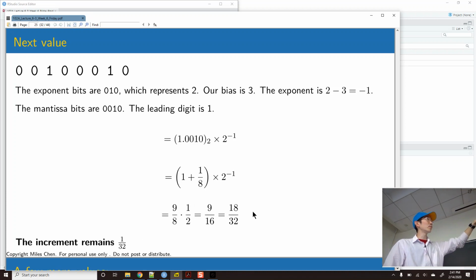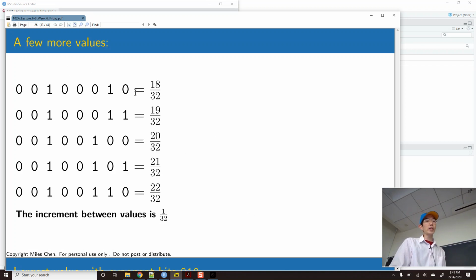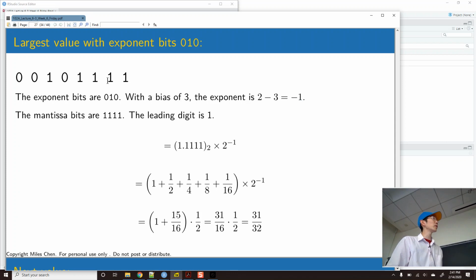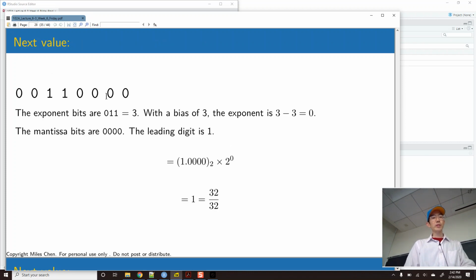So if I roll this forward, this is now 18/32. So this is 18/32, 19/32, 20, 21, 22, in 32nds. Each of the increments here is a 32nd. The largest value here will be 31/32, so 0, 1, 0, 1, 1, 1, 1. And then the next value will be 0, 1, 1, 0, 0, 0, and this will be equal to 1.